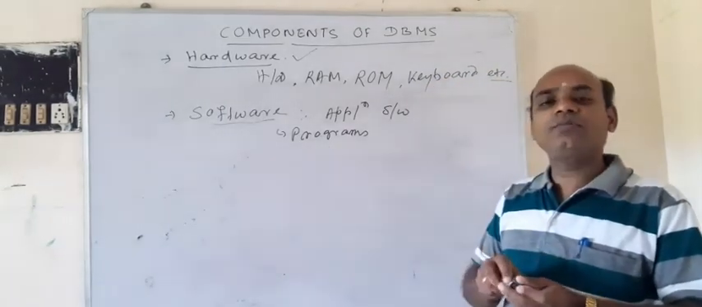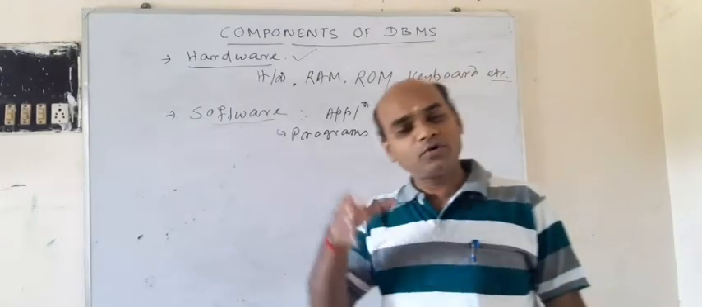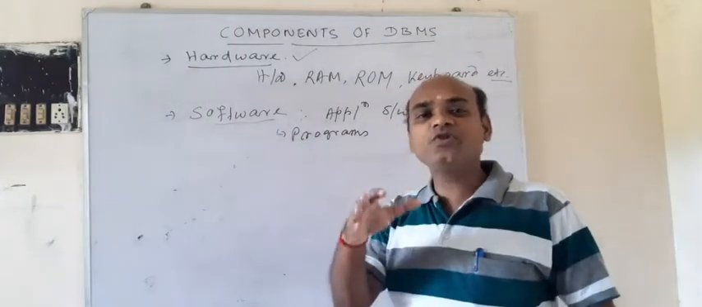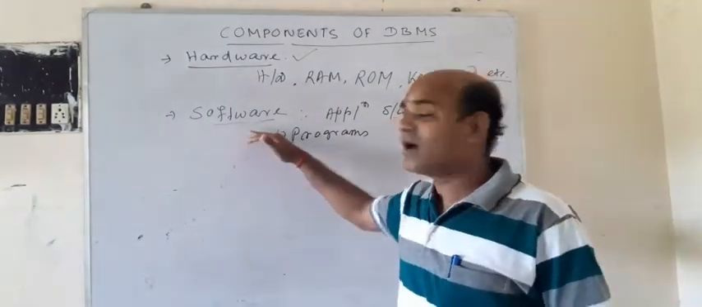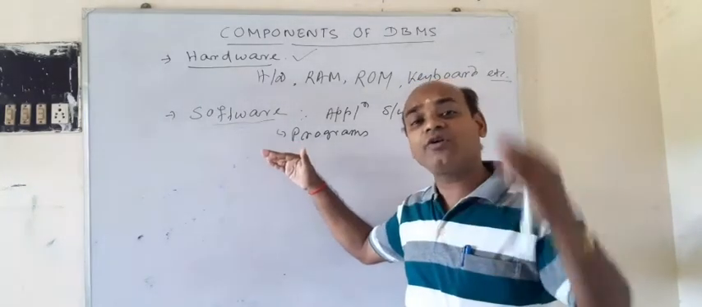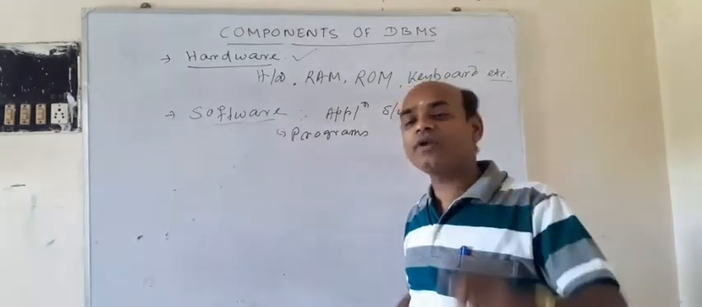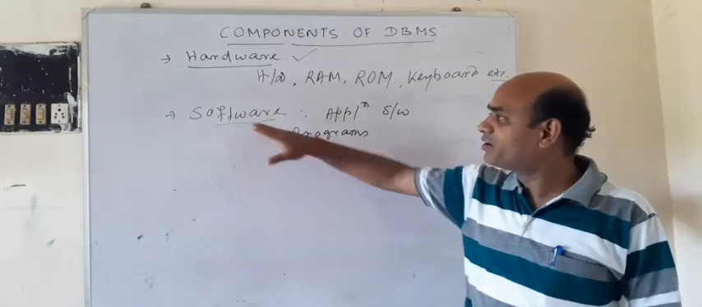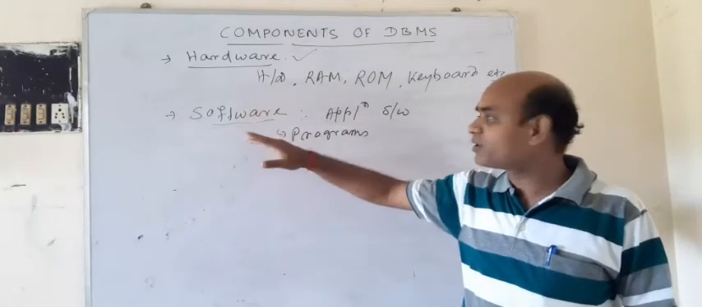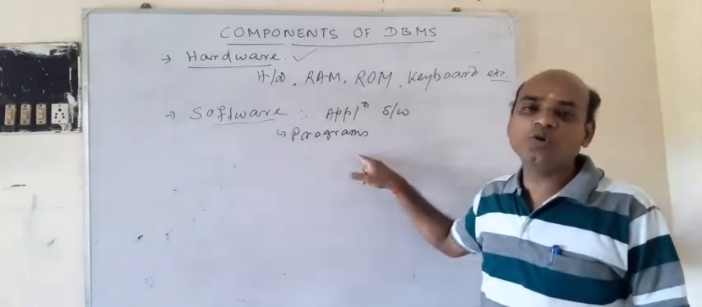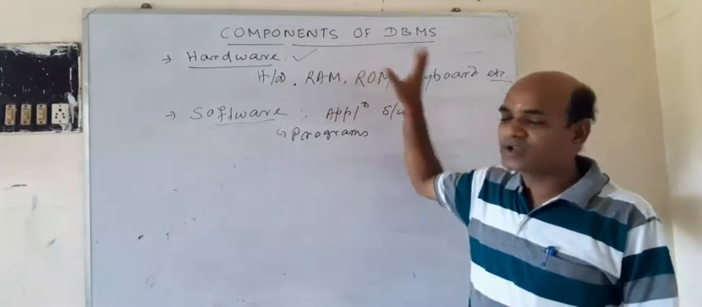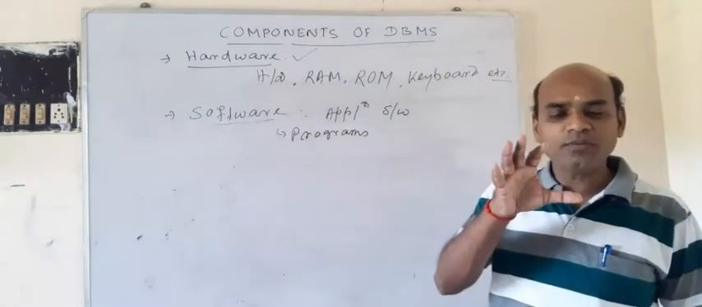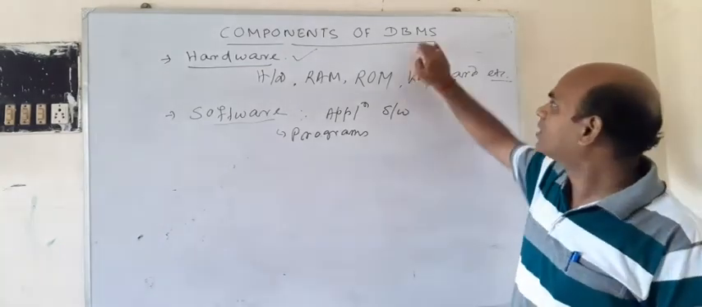Because we require some information, but to access that information, we require some commands. These commands will be interpreted by the system. So this software accepts some commands, some instructions. According to the instructions or the user's requirement, this software will provide you the proper information. For that, we require a software, a set of programs which controls all operations of the database management system. So these two, hardware and software, are the most important components of the database management system.